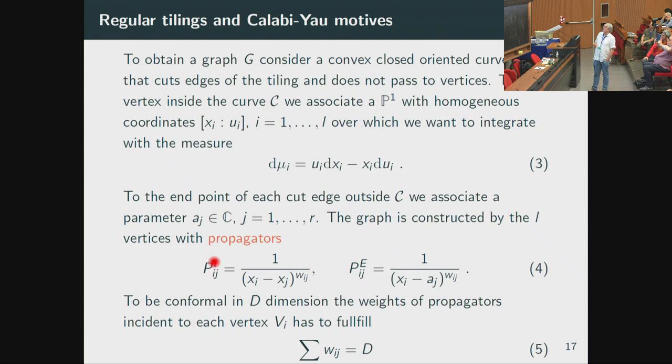And these are the ones, the internal ones, which go between two internal edges. And then these are the ones which connect an internal to an external edge. And the function eventually will depend, of course, on these external positions. And as I said, at each vertex, now I have to fulfill this. You can also consider more general series which have different valency vertex. But for now I will consider things where the valency of all vertices is equal.